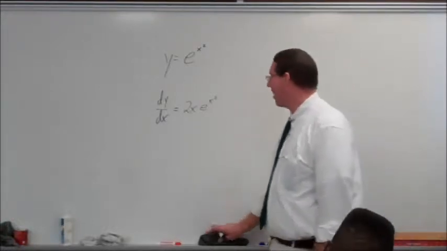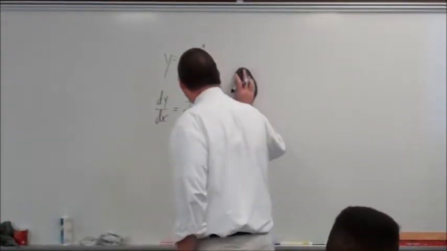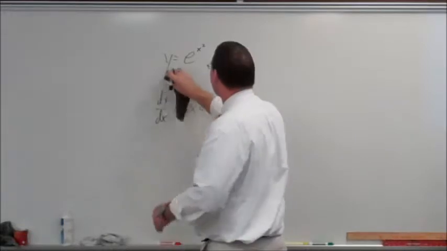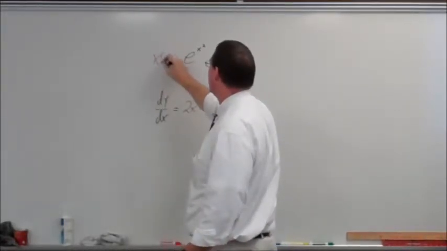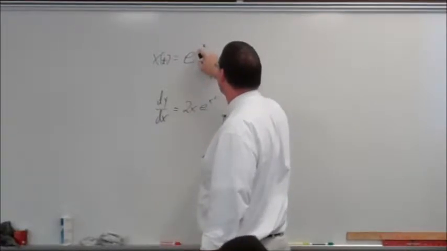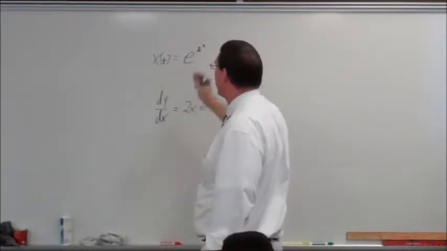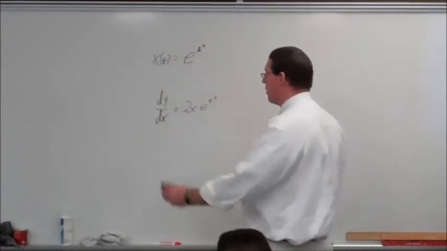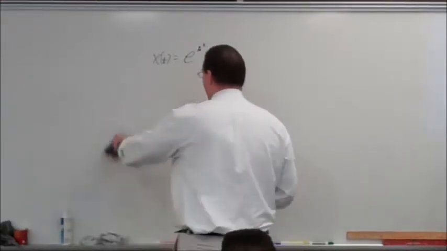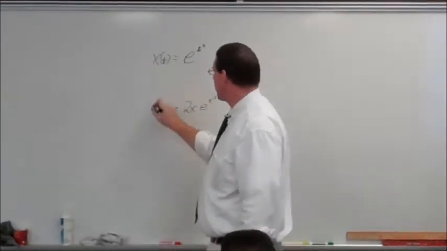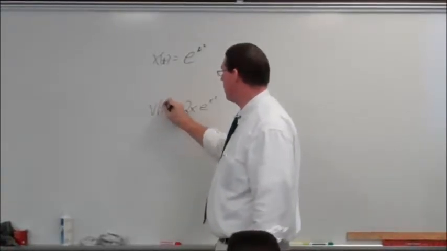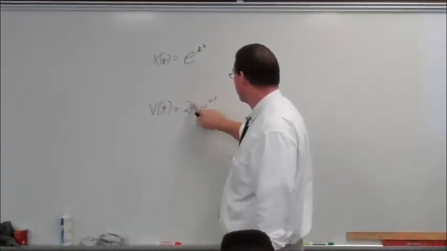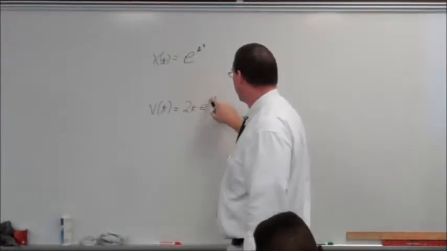Understandable. Okay. All right, now let's say, I'm going to change this up a bit if you guys don't mind. Instead of making this y, I'm going to make it x of t. We're going to say that this is a position function. Instead of being e to the x squared, we're going to make it e to the t squared. And instead of dy dx, it would be dx dt, but instead, what should I write here? Velocity, v of t, correct? The velocity, and we're going to change this to a t, and we're going to change this to a t.